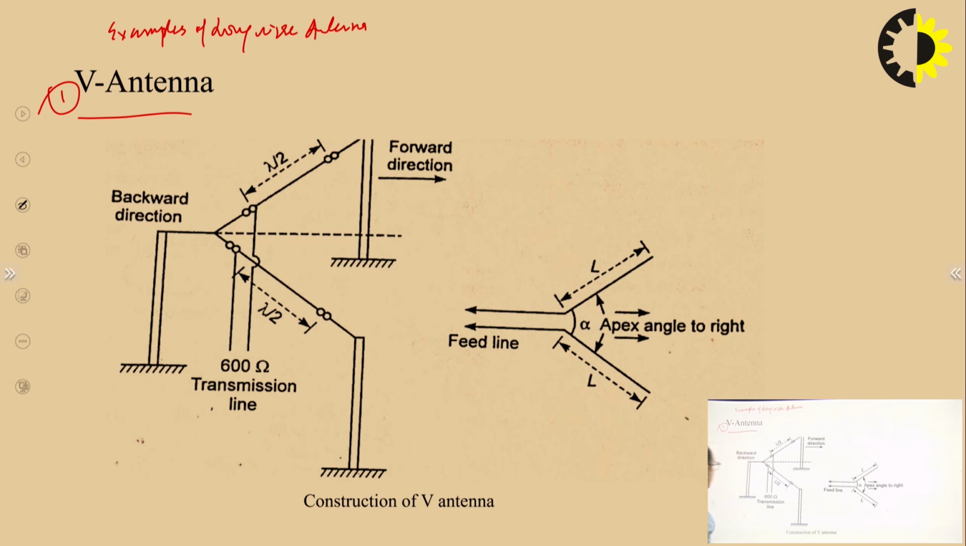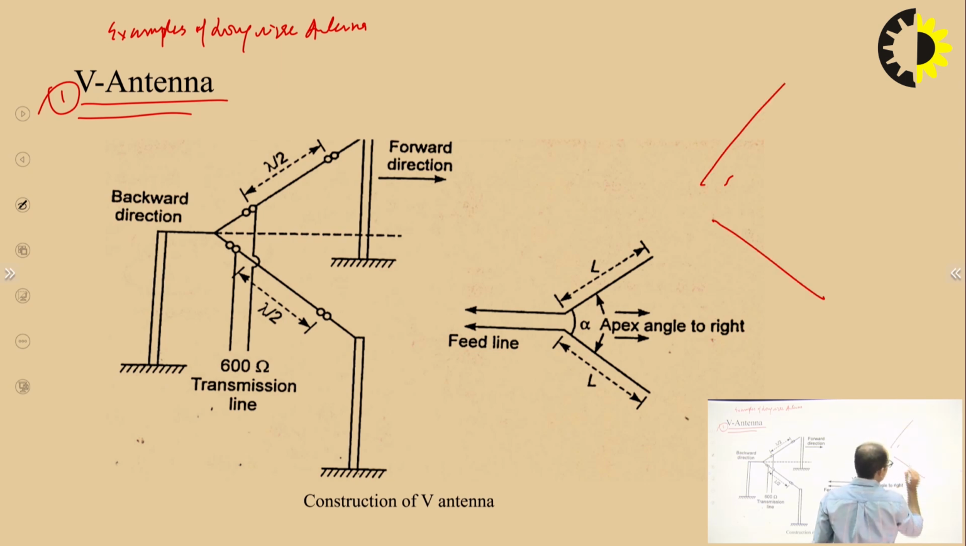The first one is the V type of antenna, and this name represents the shape of the antenna. The antenna shape is in the V shape. If I say this is one of the long wire antennas and this is another long wire antenna, and if they both are connected in the V shape, then the overall antenna is known as the V antenna.